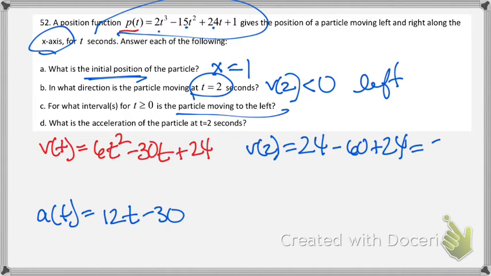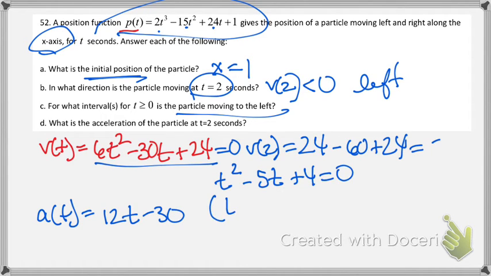All right, next, part C. When is the particle moving to the left? That just means do a velocity sign chart. So I'm going to set this guy equal to 0 and factor. Well, when I set it equal to 0, I think everything is divisible by 6, and that will make the factoring a little easier. So divide everything by 6, and you'd get t squared minus 5t plus 4. Factor that. Two numbers that multiply to positive 4 and add to negative 5. And we get t equals 1 and 4.